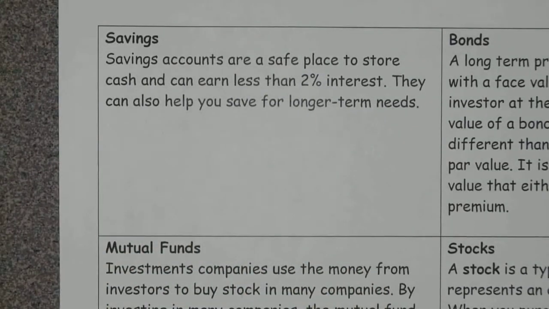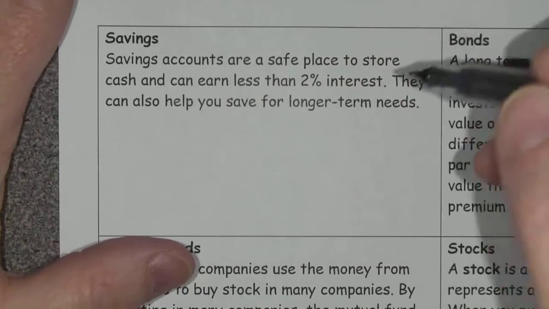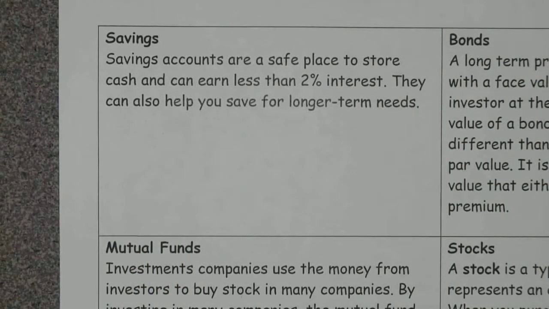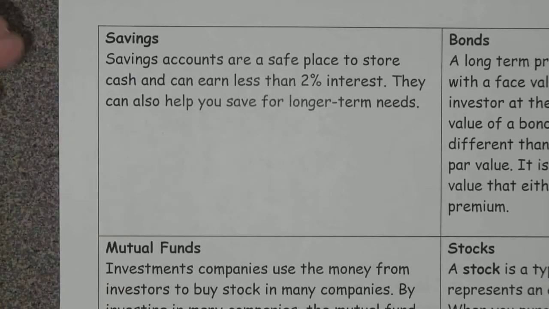Savings accounts are a very safe place to store your money. You can usually earn less than 2% interest. My savings account is less than 0.5% interest, so I'm not really earning any interest on that money, but it is very safe for me because it's FDIC insured and I can get to my money whenever I want to. So savings accounts are one way to consider saving your money.